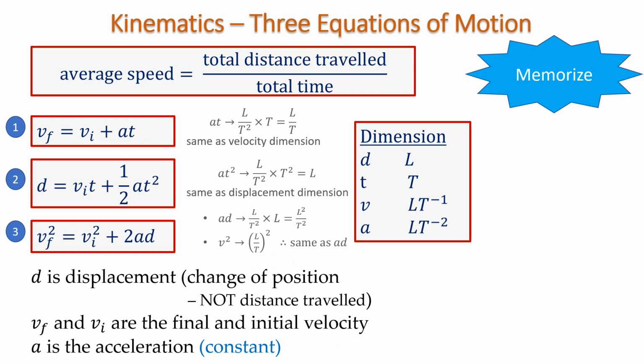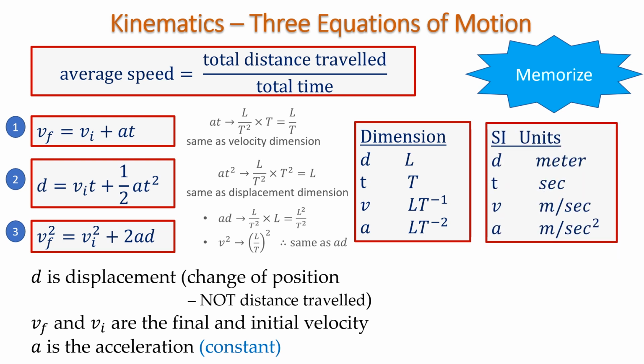Similarly, we do for the third equation. ad is L over t square times L, which is L square by t square. And that is exactly the same as V square. And this is what is meant by the validation.